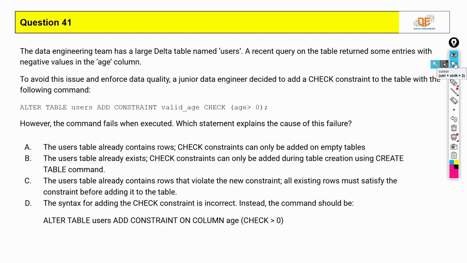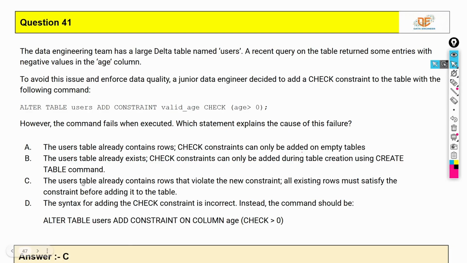If we are adding a constraint on any existing table, then all the values present in that column should satisfy that particular constraint. If any value is not validating that particular constraint, it will fail. So the answer is going to be C. The user table already contains rows that violate the new constraint. All the existing rows must satisfy the constraint before adding it to the table.